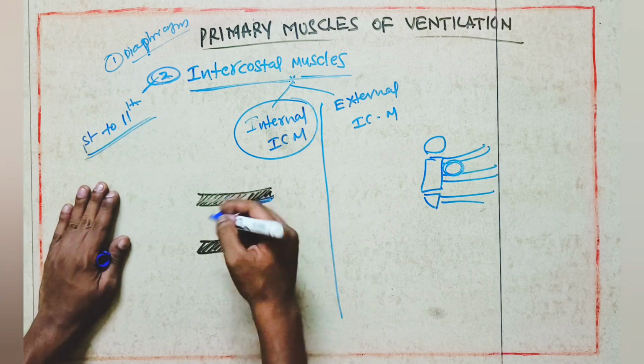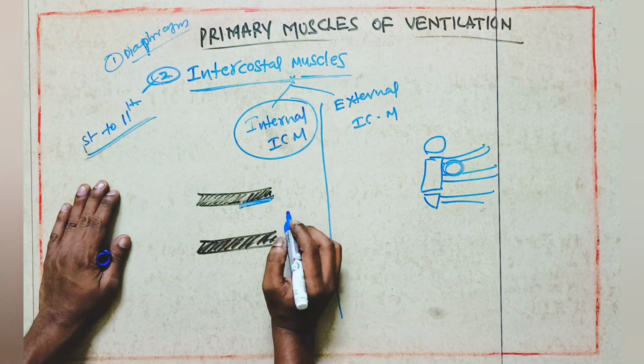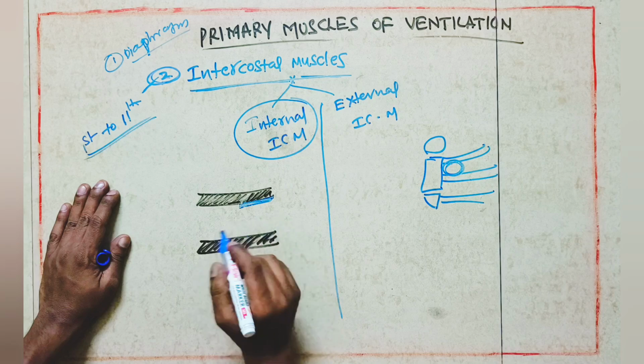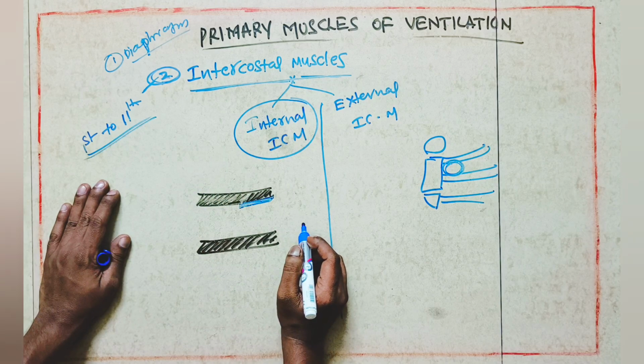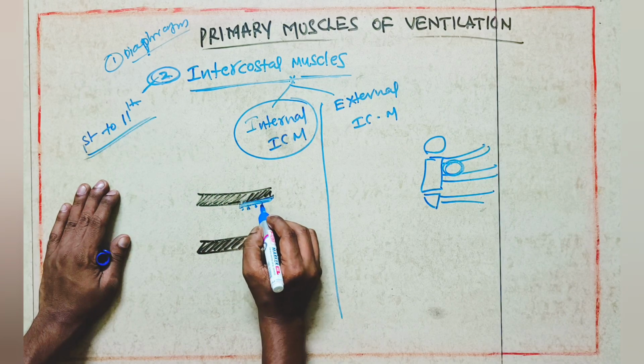It will start, and the orientation. The fibers of the internal intercostals insert on the superior border of the rib below. So the fibers, the muscles, will come from here, meaning the internal intercostal.